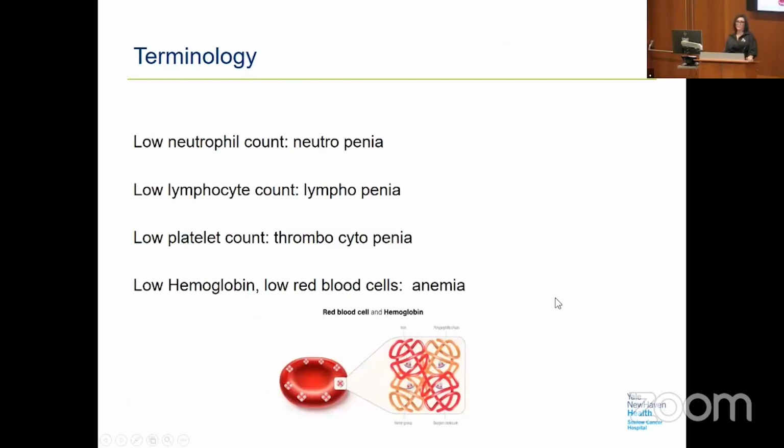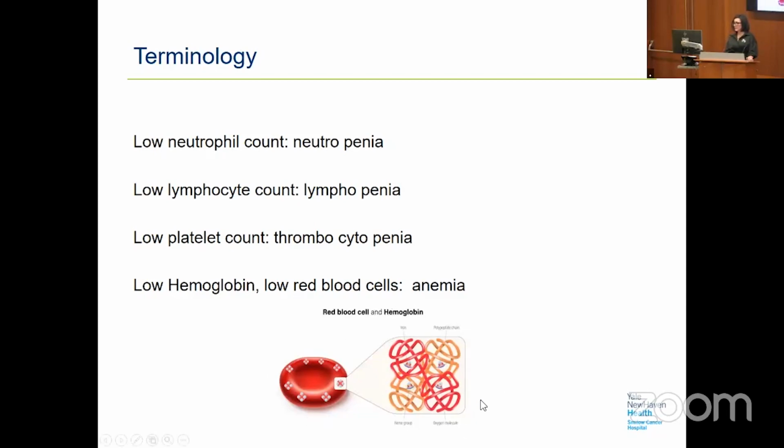Basic terminology: when we talk about neutropenia, that means that you have a low neutrophil count. When we talk about lymphopenia, that describes a low lymphocyte count. Thrombocytopenia means that you have a low platelet count, and anemia generally means you have a low hemoglobin. That's the main measure that we look at when describing anemia.